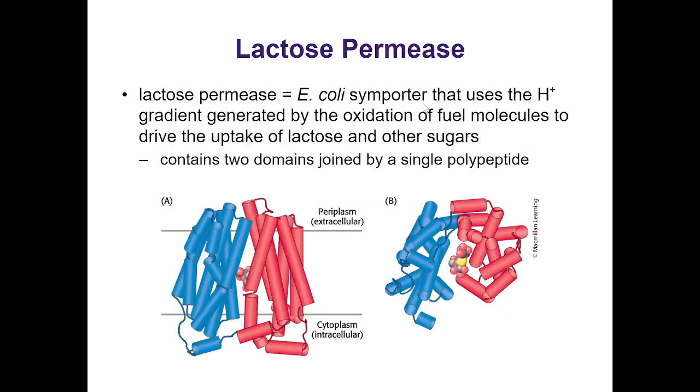This is the lactose permease. The lactose permease is an E. coli transporter. This uses the H+ gradient that's generated by the oxidation of fuel molecules to drive the uptake of lactose and other sugars. It contains two domains that are joined by a single polypeptide. Right here we have the extracellular side, the periplasm. Here we have the cytoplasm, intracellular. And right here we have that binding site in the middle so you can actually see it.